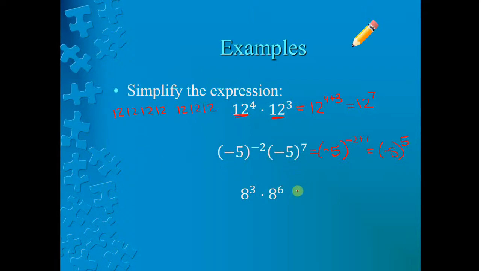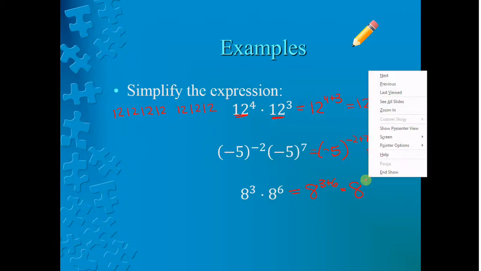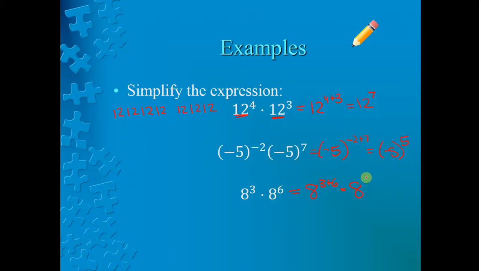8 to the 3rd times 8 to the 6th. Keep your base the same. Make sure you don't change the base. A lot of people make that common mistake. So your base is going to stay the same, and we're going to add our exponents. 3 plus 6, which is... that was anticlimactic. There we go. 9. 3 plus 6 is 9.